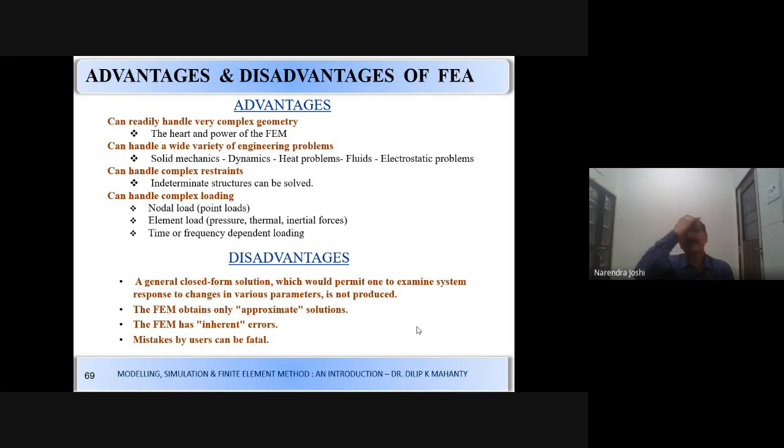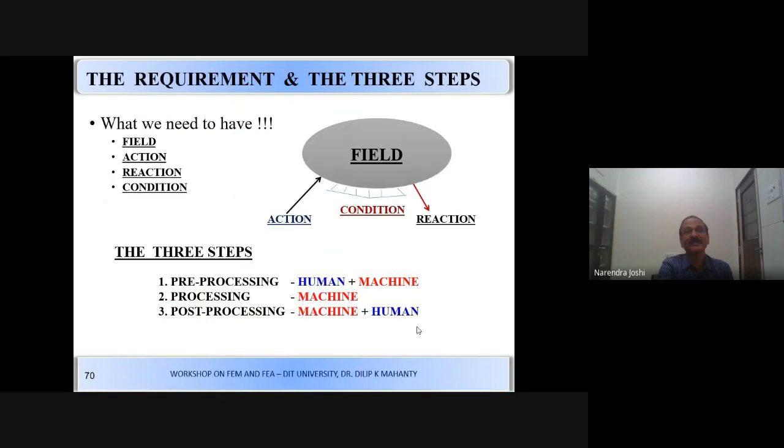A general closed-form solution, which would permit one to examine system response to changes in various parameters, is not produced here. It's an open system. Second, it gives only approximate solutions. It is not exact. It has some inherent errors and advanced areas, we will discuss these areas. And mistakes by users can be fatal. So a user has to be well defined, well trained.